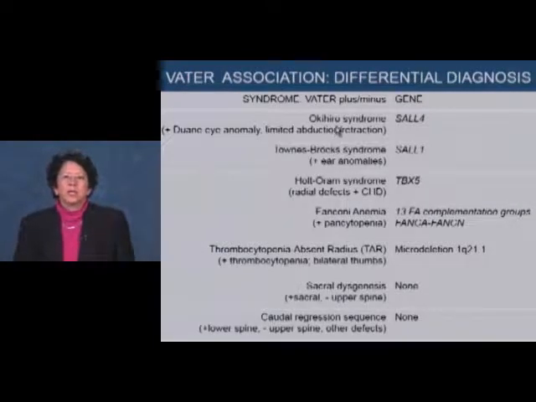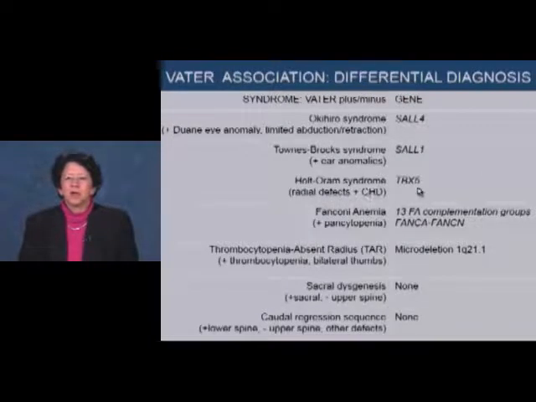Okihiro syndrome is a VATER phenotype with the Duane eye anomaly. This means limited abduction and retraction of the eye, and there is a gene called SALL4. Townes-Brocks syndrome has ear anomalies, SALL1. Holt-Oram syndrome, to be discussed later, is TBX5. This is an important one, Fanconi anemia, because of the pancytopenia, and this should be addressed. TAR syndrome has bilateral absent thumbs, sacral dysgenesis, caudal regression, all a little bit different from the core complex that is VATER.